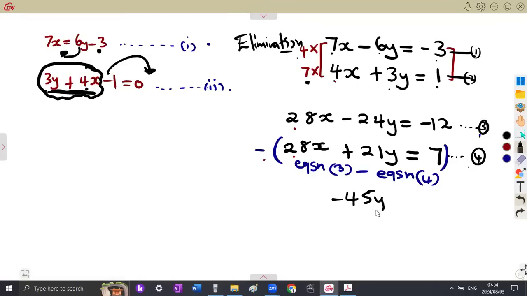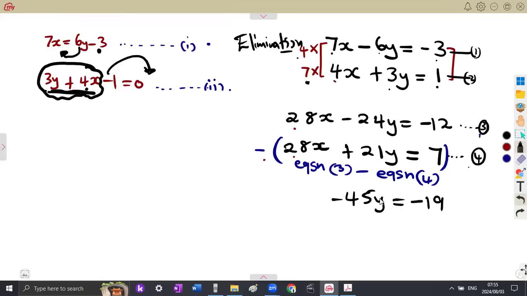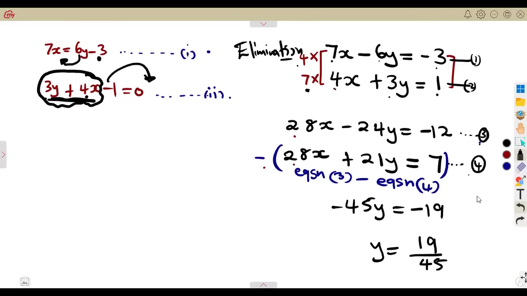So we have got minus 45y is equal to minus 12 minus 7. Also, you can just use your calculator there. Minus 12 minus 7 is going to be minus 19. So that's a negative 19. So we can obtain the value of y by dividing by negative 45. That is going to be 19 over 45. So as we can see, we are obtaining the same value of y, which is 19 over 45.